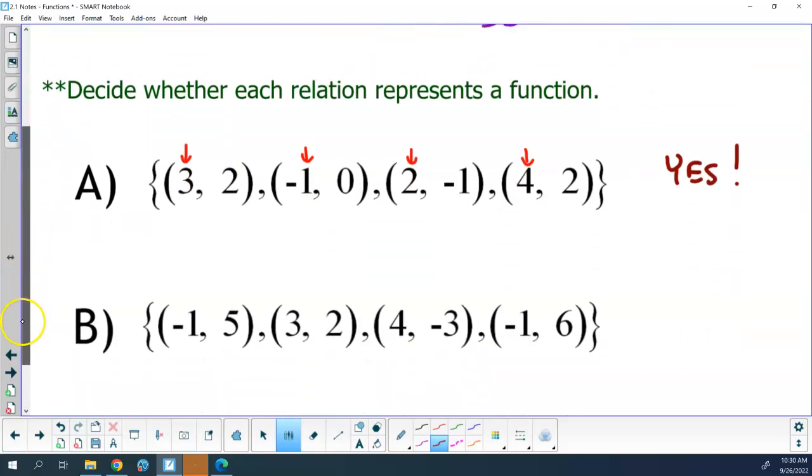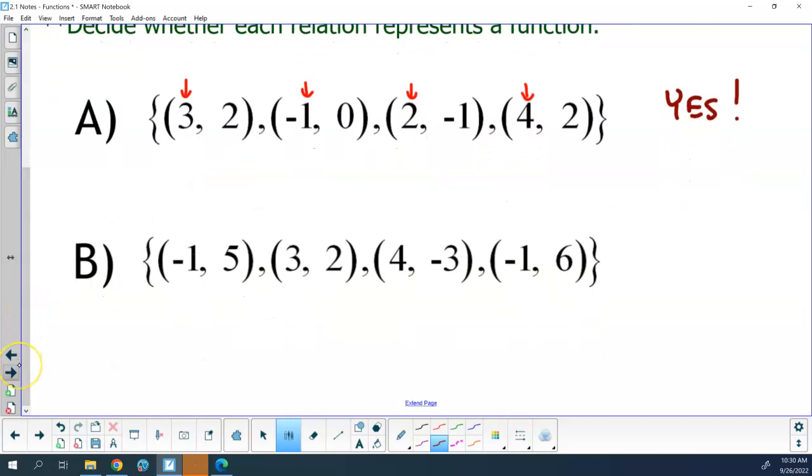What about letter B? Function, not a function. Why not? There's two negative ones. There's one negative one there, and there's one negative one there. So, not on our watch. That's not a function.